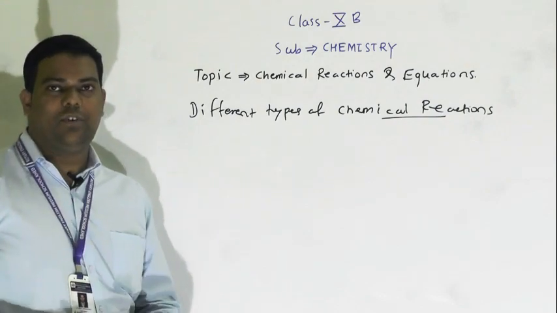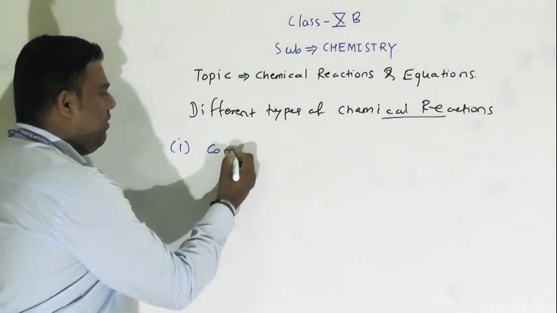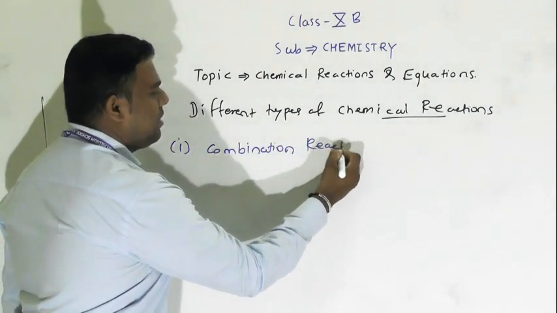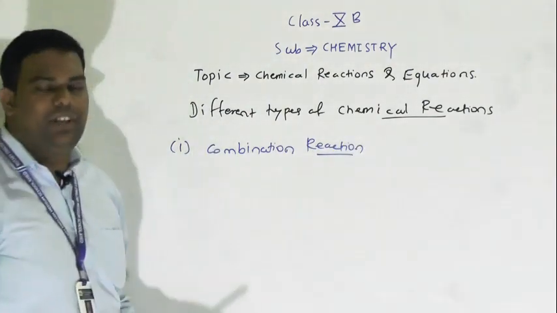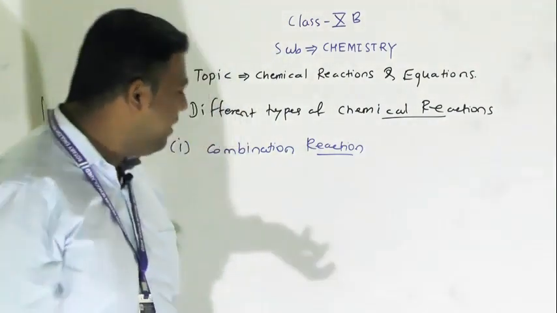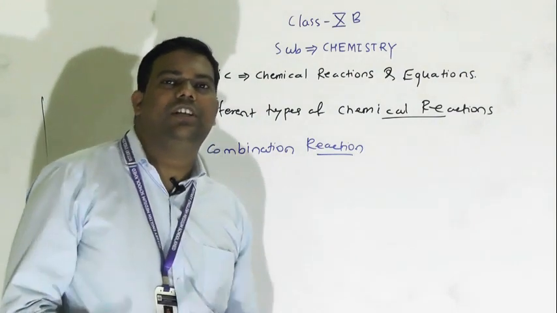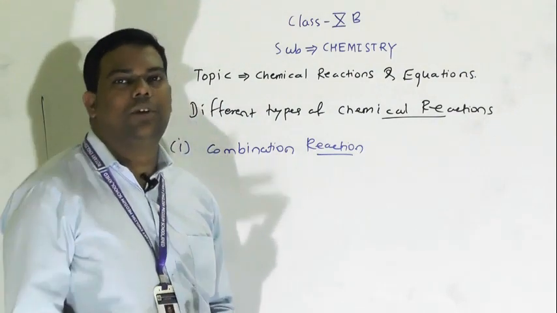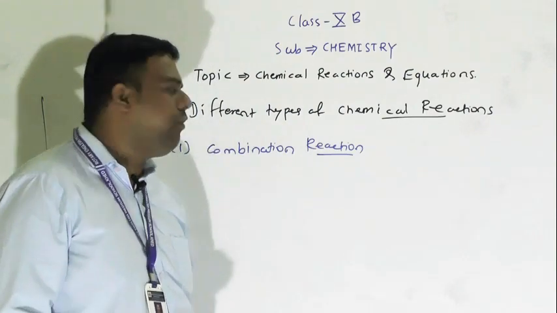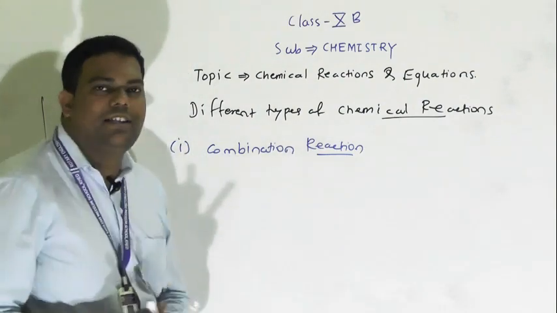In the different types of chemical reactions, our first type is the combination reaction. So see here, what does combination reaction mean? These are reactions in which one or more substances react to form a new substance. Let's see examples.